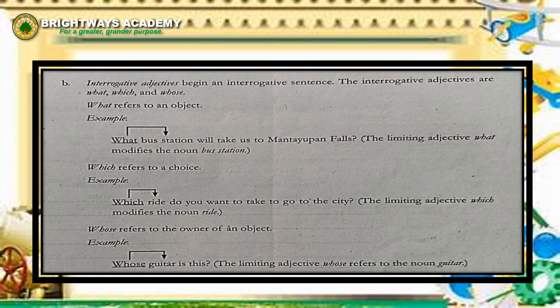So next, whose. Whose refers to the owner of an object. So when we say whose, ito ay nagre-refer daw sa mamay-ari ng isang object. Example, whose guitar is this? The limiting adjective whose refers to the noun guitar. So yung noun, which is the guitar, the limiting adjective that we use is whose.